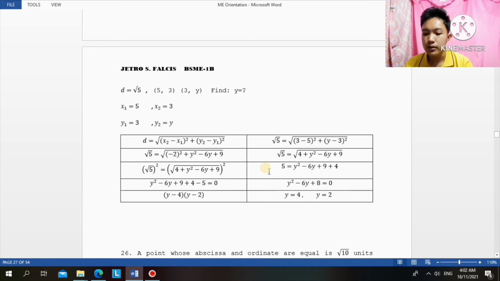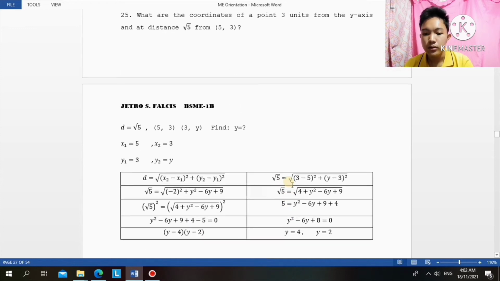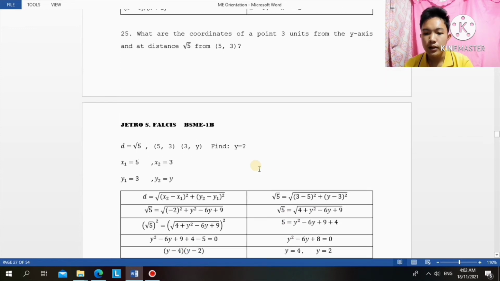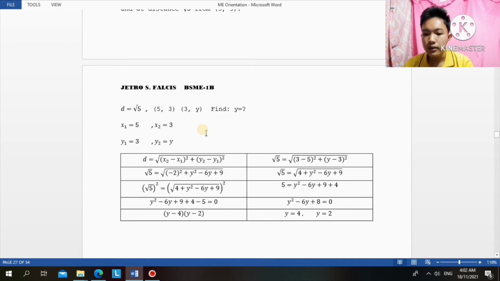So factor out. The factors of y squared minus 6y plus 8 are (y minus 4) and (y minus 2). So the value of y is equal to 4 and 2. So the point is either (3, 4) or (3, 2).